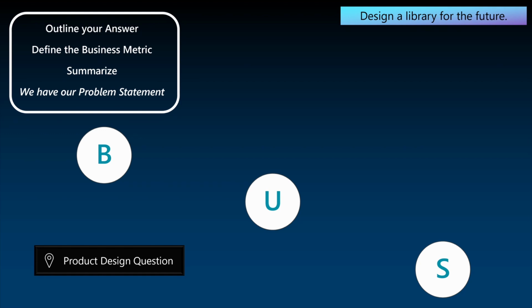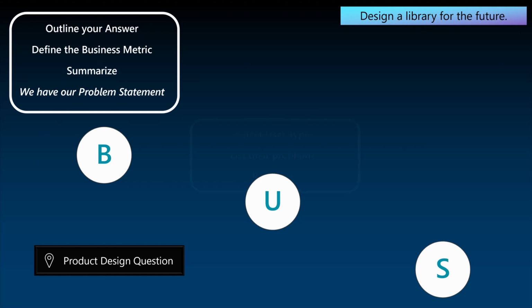Similarly, you need to clarify the business situation. Knowing the business context and what it's trying to achieve will help you make better design decisions later on. This is particularly important if the question your interviewer is asking you is sort of vague in nature. At the end of step 1, you should have a clear understanding of what your problem statement is.